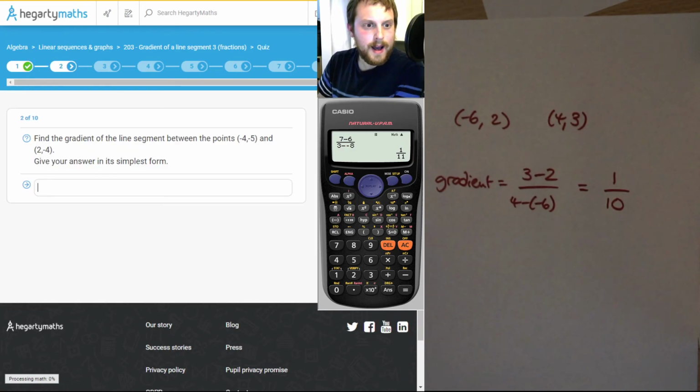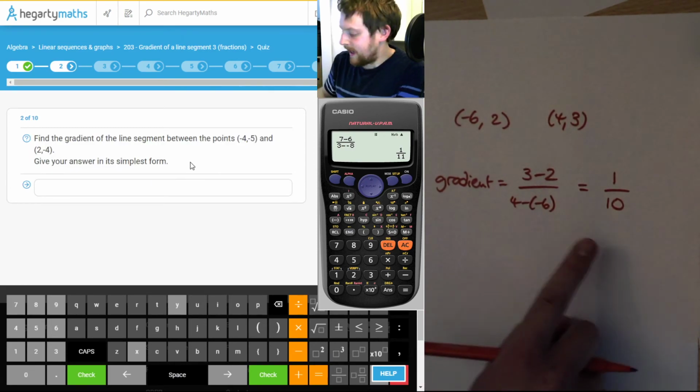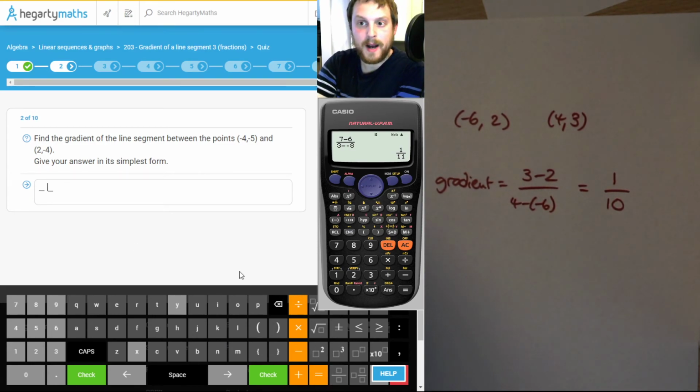So let's not worry too much about that. The fact that it says give your answer in its simplest form just means sometimes you're going to get an answer here that simplifies. And you could also get a negative fraction, so you can just put a minus sign and then your fraction button, and then you'd be able to put a minus fraction in. So that's how you do that one. This is actually just like what you've been doing, but the answer doesn't simplify down to a whole number. It's going to be a fraction.